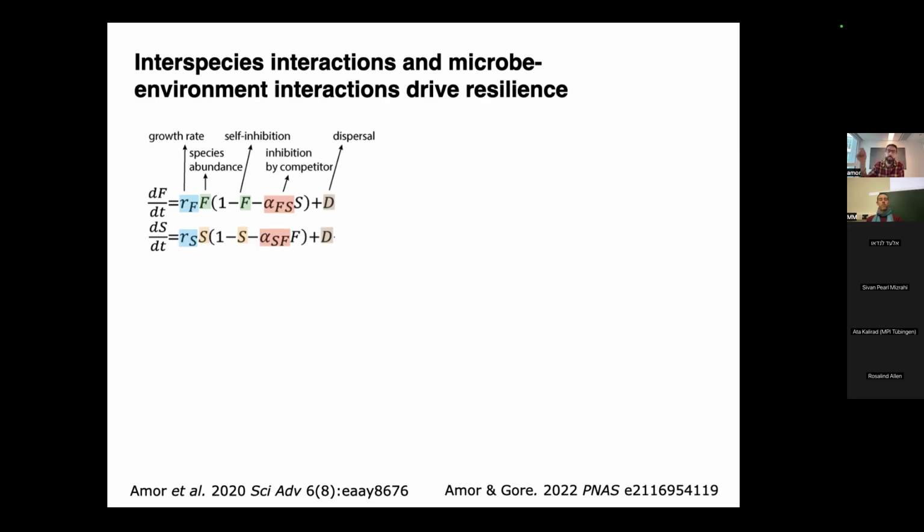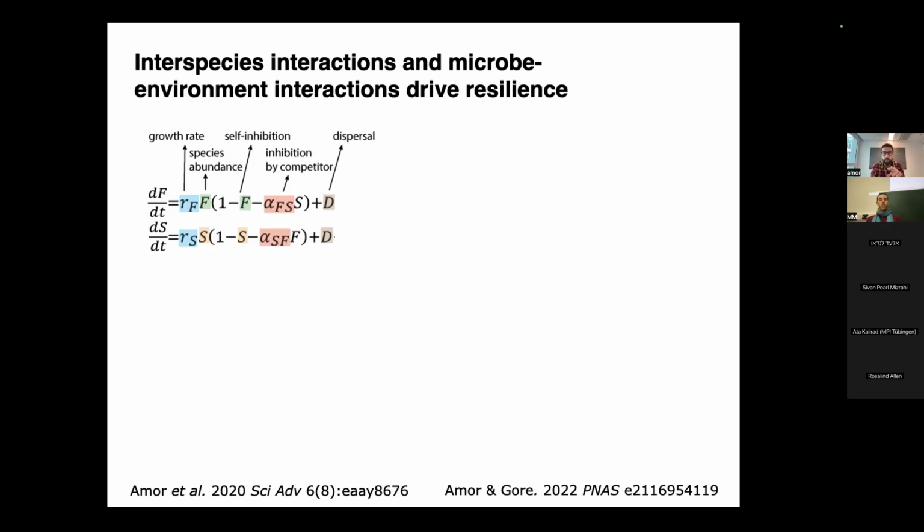So they have this self-inhibition, so that the growth cannot continue forever. And then we had also this inhibition by the competitor. So this term captures how strong is the competitive interaction by the presence of the second species. And in order to capture as well the situation in our experiment, we have some dispersal. This term is for the fresh cells that we are introducing into the system every day.